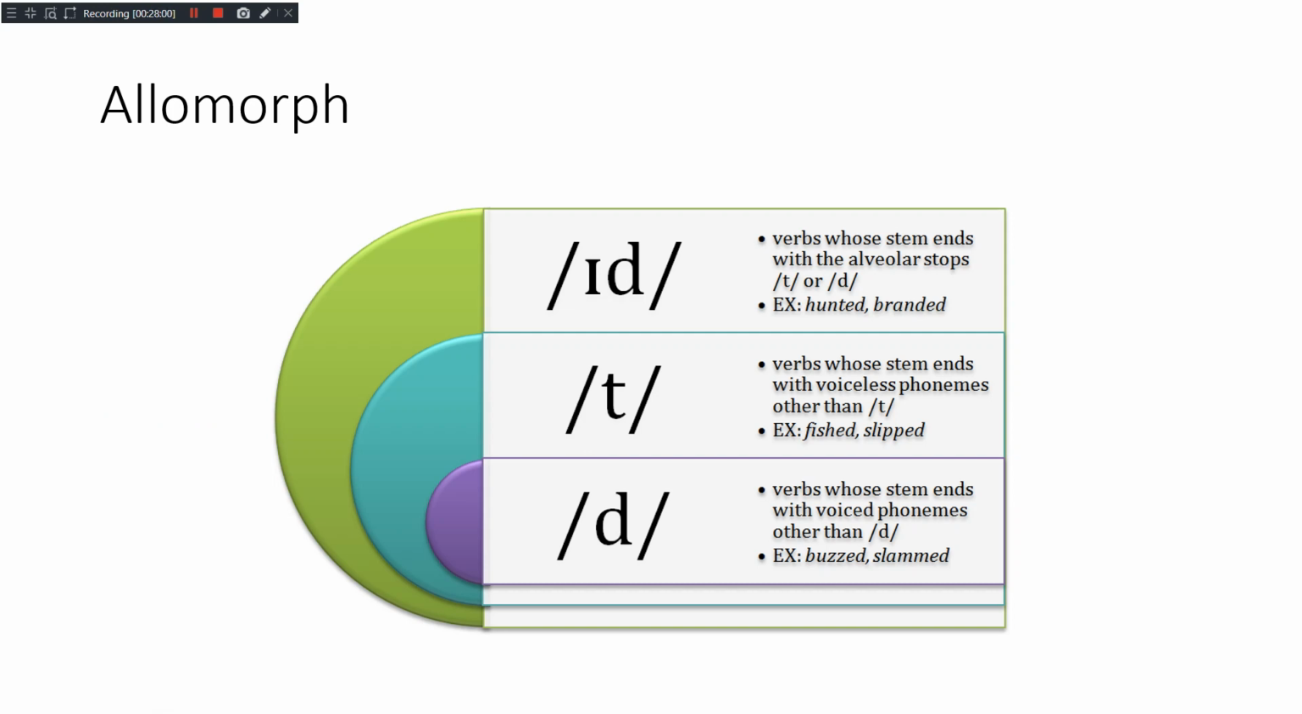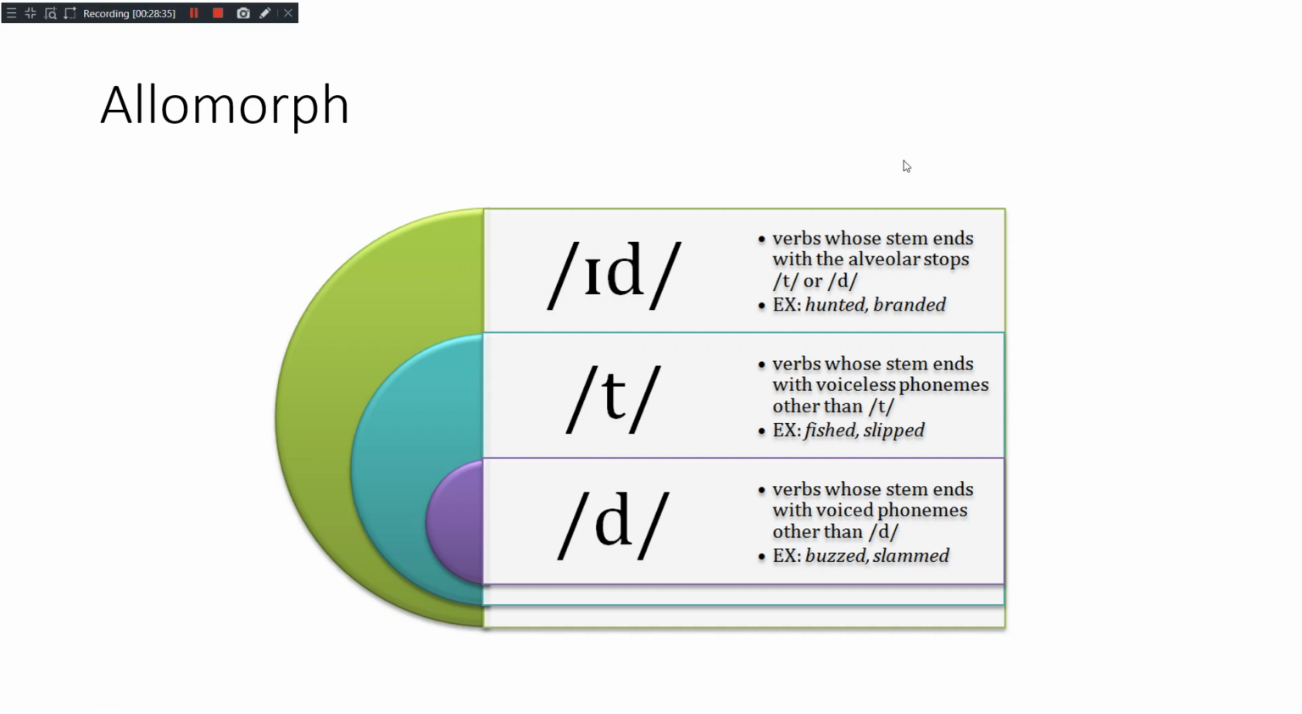If you compare this idea to the idea of allomorph, different realizations of the same morpheme, I hope that you've studied this in morphology. You know that the ed morpheme, which is a past tense marker, can be realized in three different ways after different pronunciations or after different sounds at the end of the verb stem.